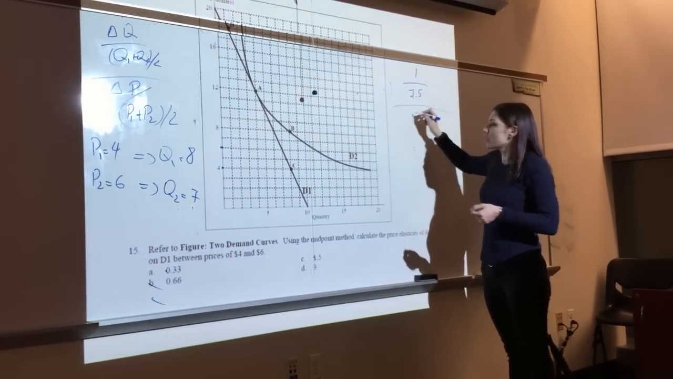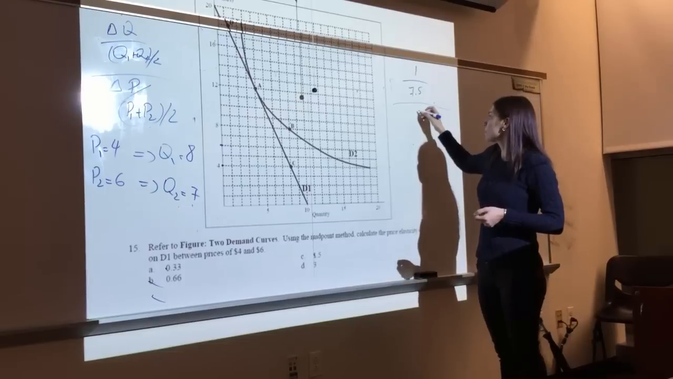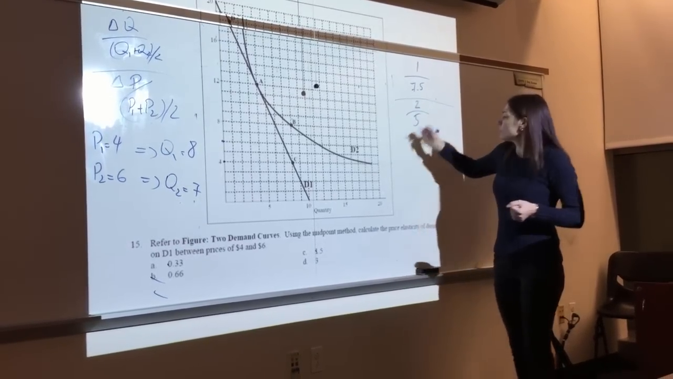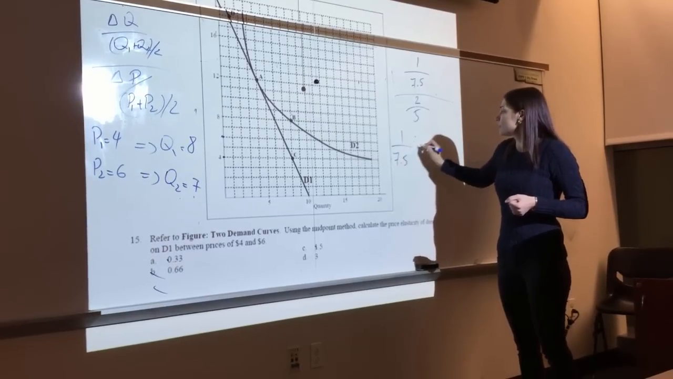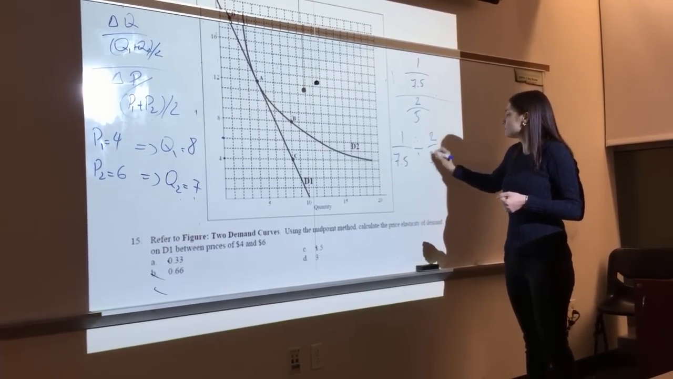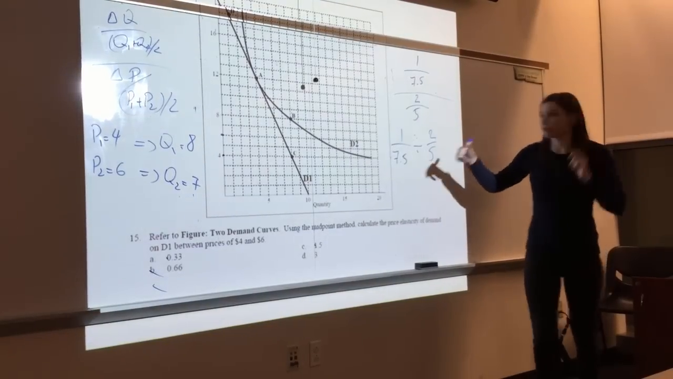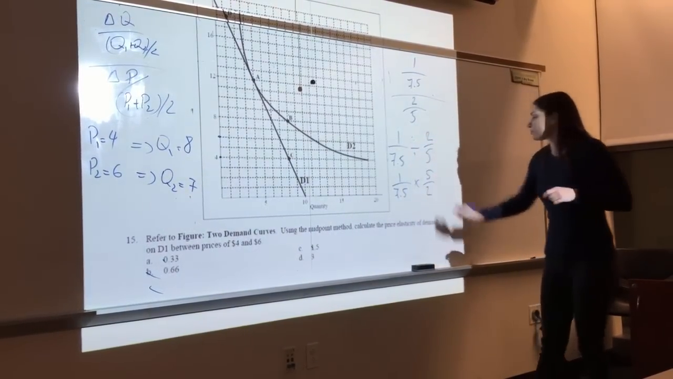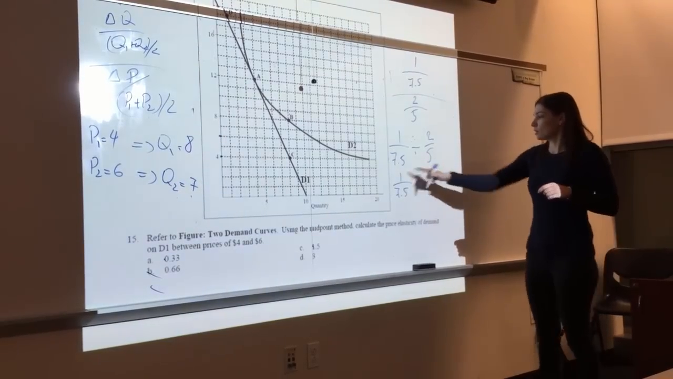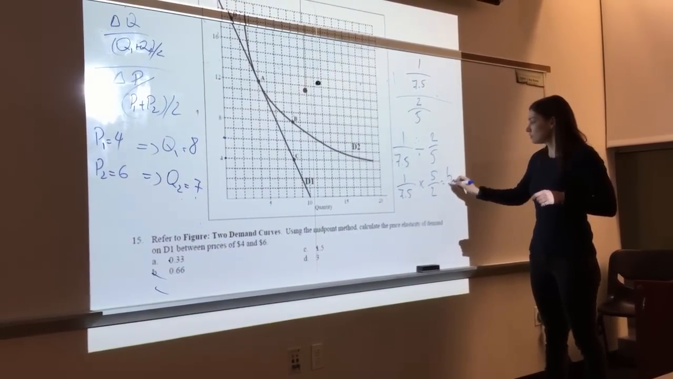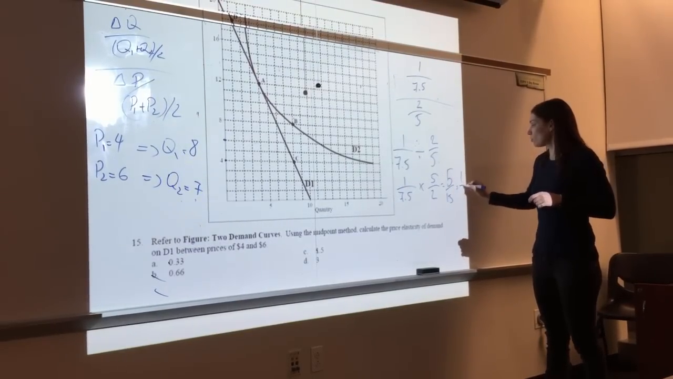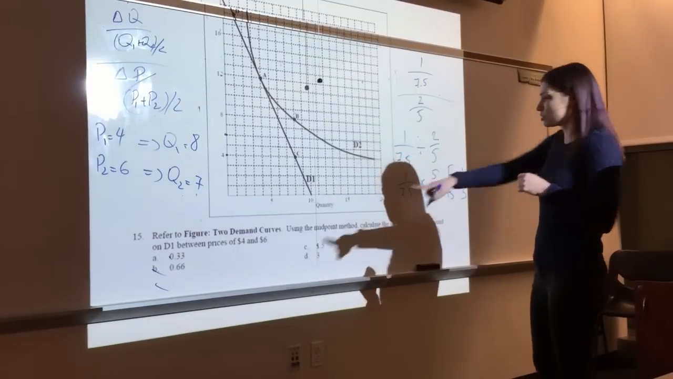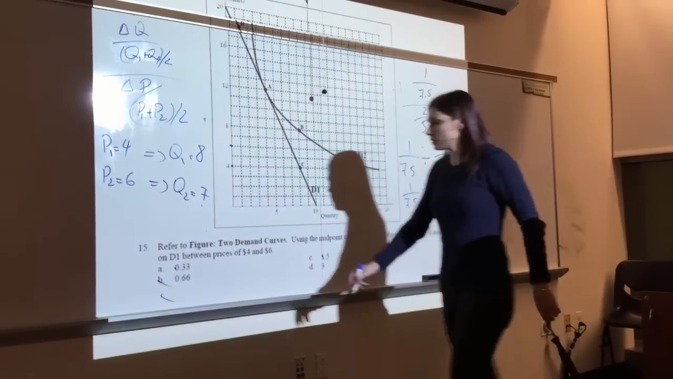This whole thing divided by the change in P, which is 2. What's the average P? 5. When you divide by a fraction, you can just multiply by the reciprocal. So it's 1 over 7.5 times 5 over 2. And this is 5 over 15, or 1/3. And that's my price elasticity. 1/3 is 0.33. So this would be 8.